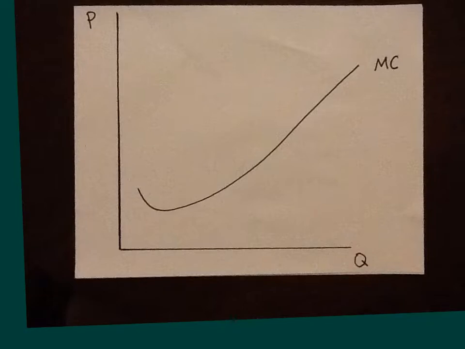Now that we know what the sources of market power are, it's time to look at the graph of a monopoly. Let's take a look at the graph on the screen. On the x-axis we have the Q for the quantity, and on the y-axis we have P for the price. The first curve we have on the graph is the marginal cost curve. The marginal cost curve slopes upward due to the law of diminishing returns.